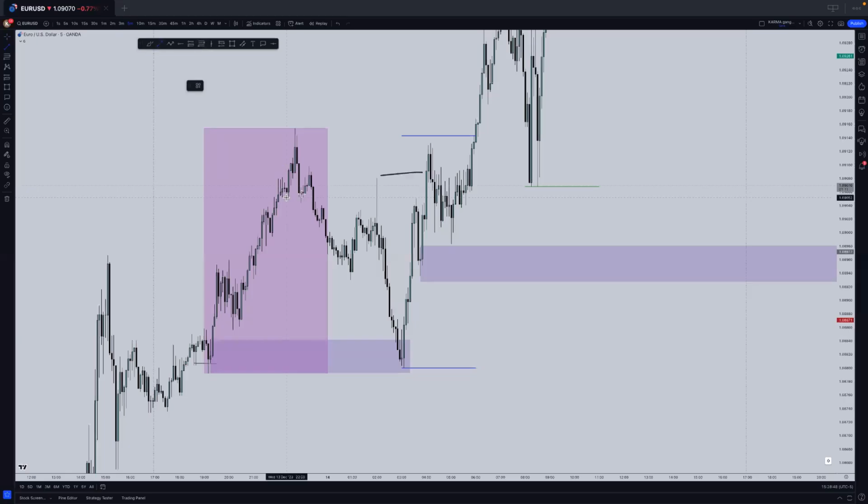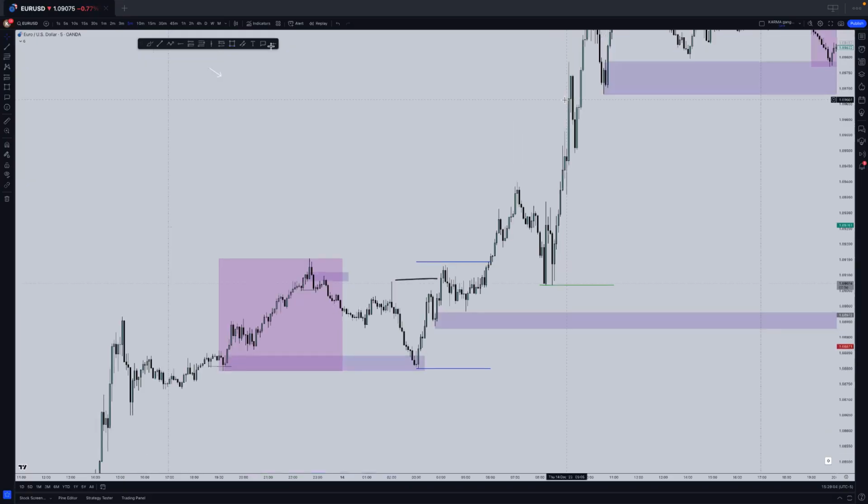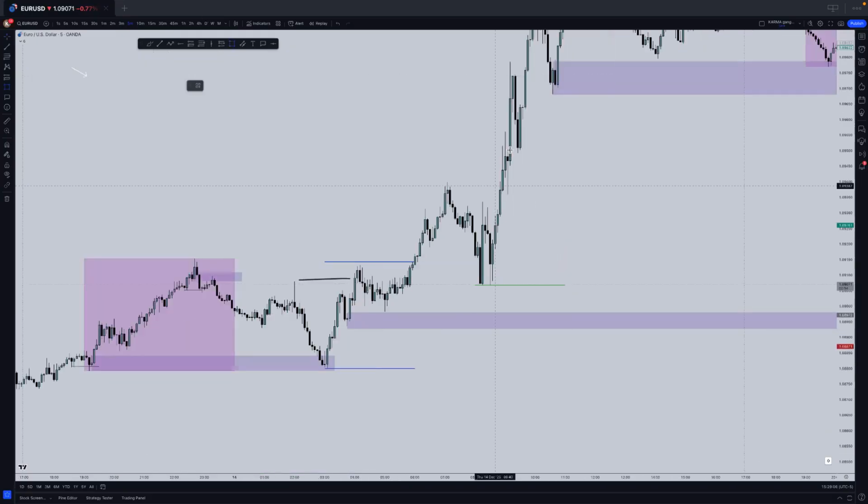Market flipped this level. Where did it sell from? Indecision candle right here, as the breaker block. Let's keep going. We are still in one place, so we have not even left. I've not even gone far. Indecision candle right here.